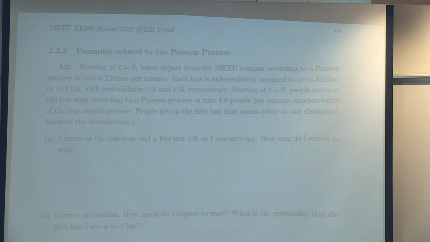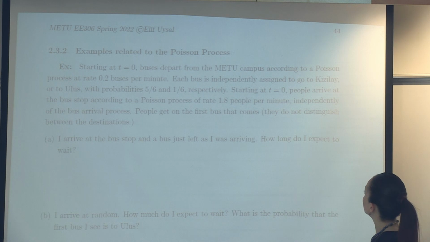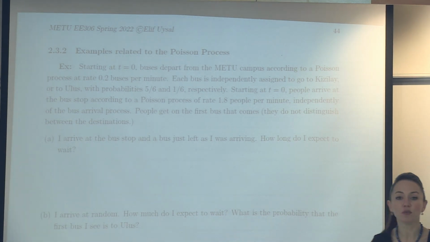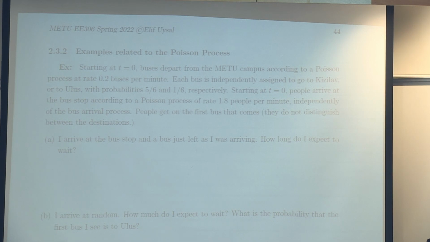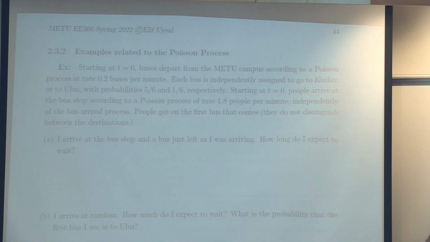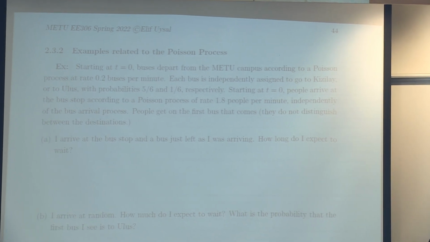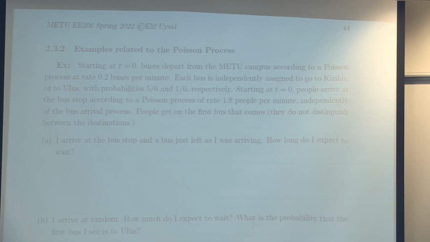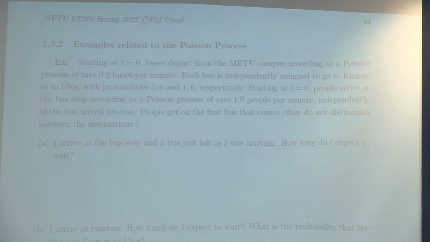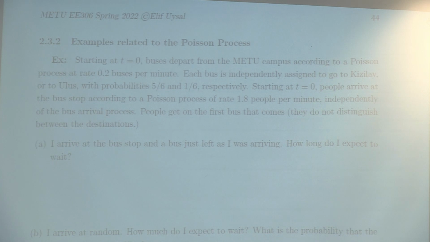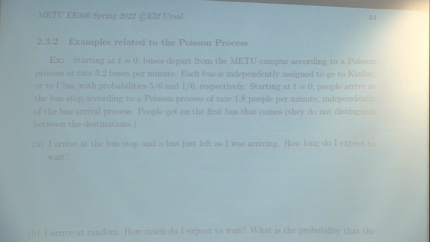So, people arrive at a rate of 1.8 persons per minute. And that's also a Poisson process, independently of the bus arrival process. What can you say about how many people per bus on average? 9 people per bus on average.